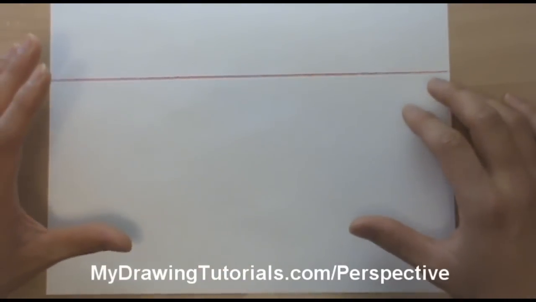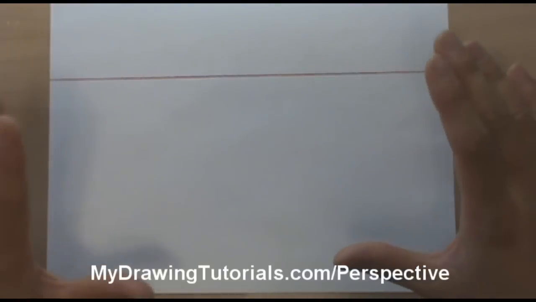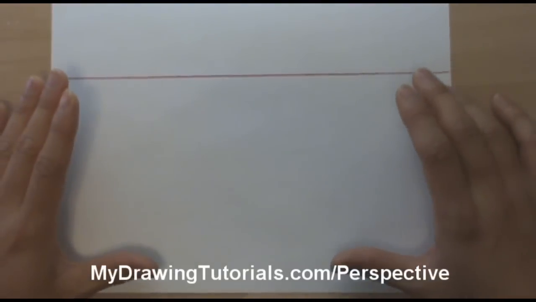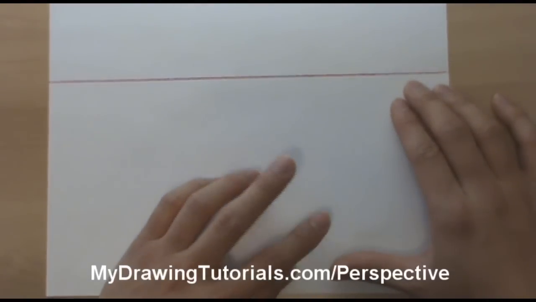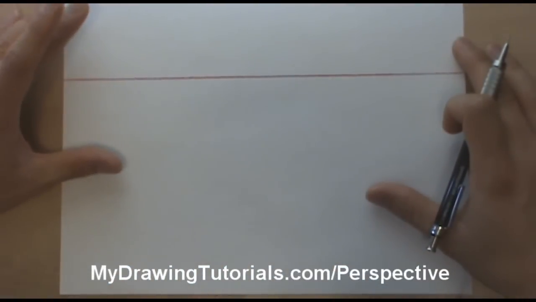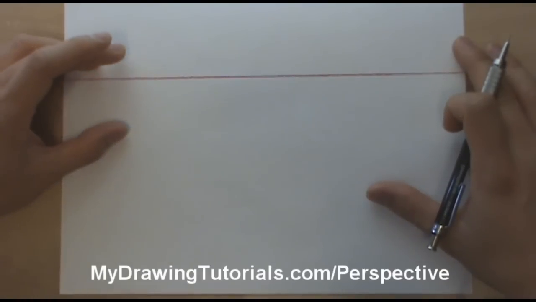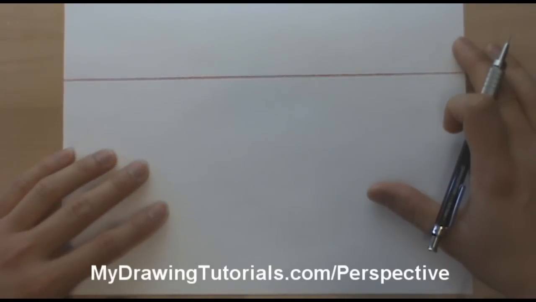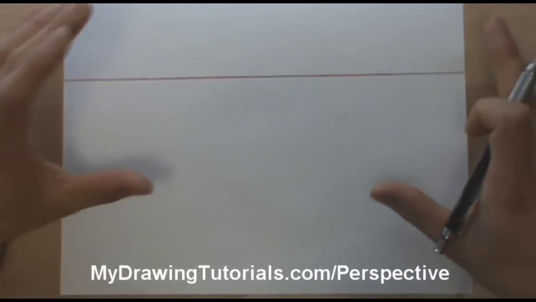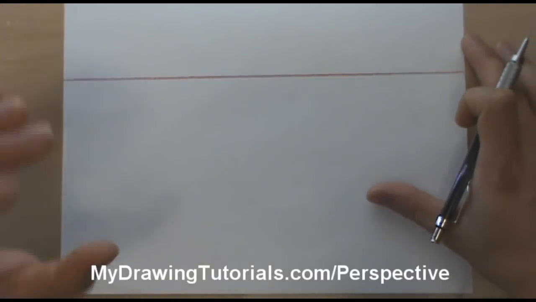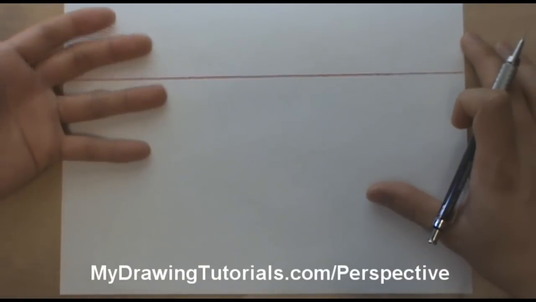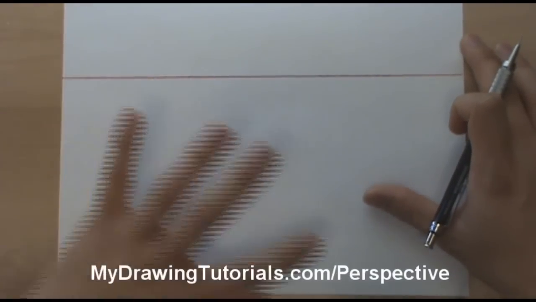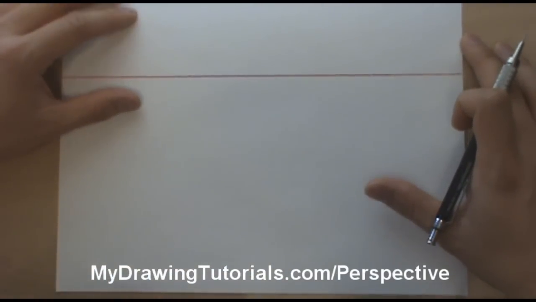Next, I'm going to draw my first figure, and this figure is going to be the reference that I'm going to use to draw all the subsequent figures in the drawing. So I'm going to make this first figure the same height as the observer of the drawing. Now, in case you forgot, the observer is basically the person whose eyes we're seeing the drawing through. So the observer is usually off the frame and looking at the scene.